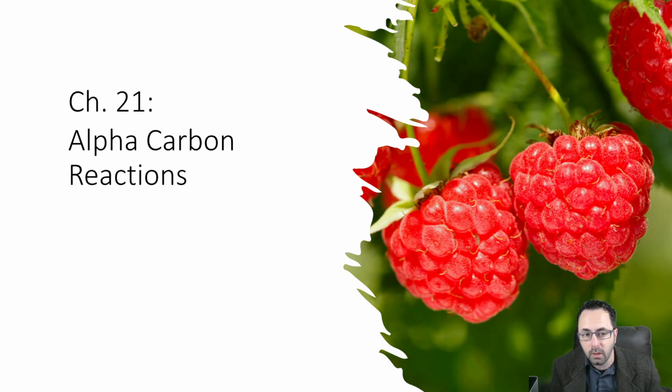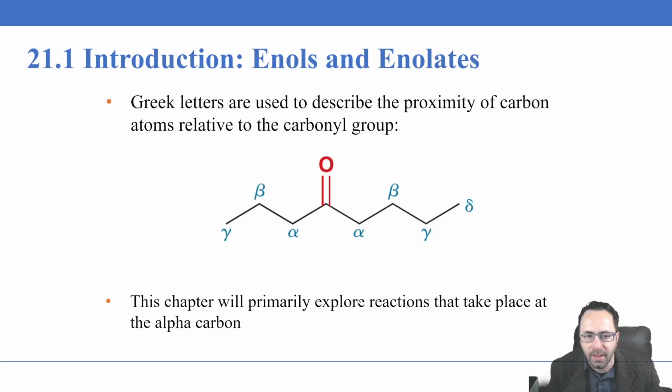In this chapter, we're going to talk about the alpha carbon, meaning the carbon right next to the carbonyl carbon, and we're going to see what kinds of reactions those can undergo. I have a picture of raspberries here. An important ketone is part of the flavor of raspberries, which is why I chose that.